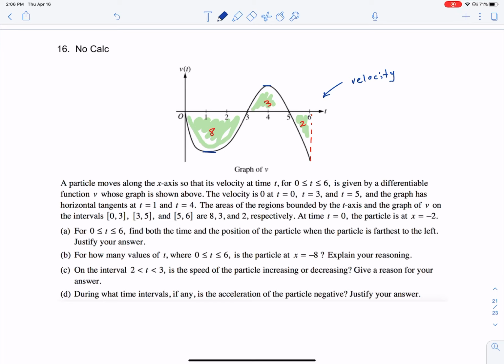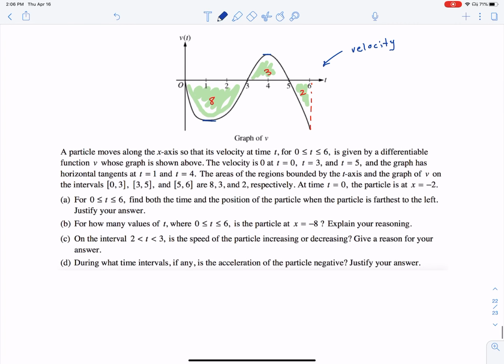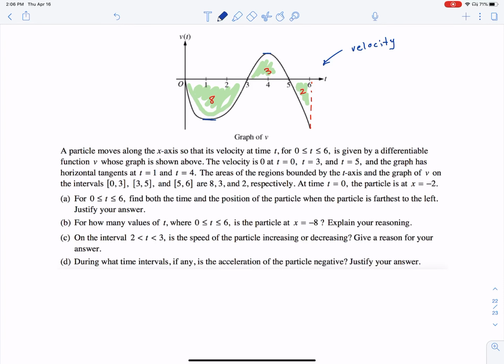Let's see what else we know. At time t equals 0, the particle is at x equals negative 2. So they're giving us an initial condition. They're telling us it passes through the point, what was it, time 0, negative 2. So it passes through that point. Okay, all good information. Let's see what we can do from there.